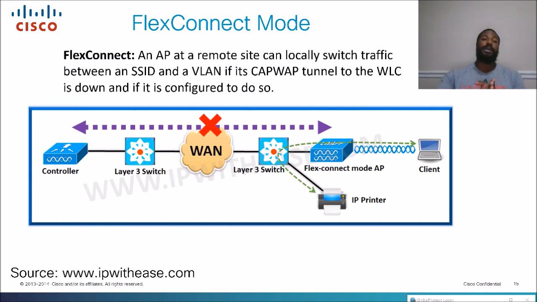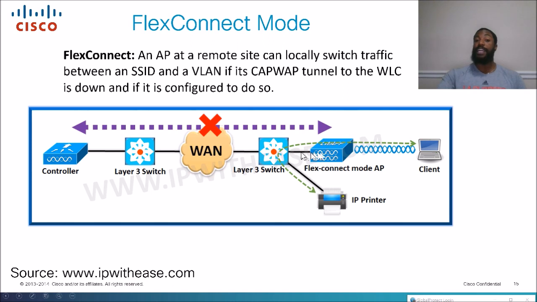We use this a lot in my job right here. It's where an AP is at a remote site and can locally switch traffic between an SSID and a VLAN if its CAPWAP tunnel to the wireless controller is down and it is configured to do so. So we've got the AP right here. It's a lightweight AP, right?